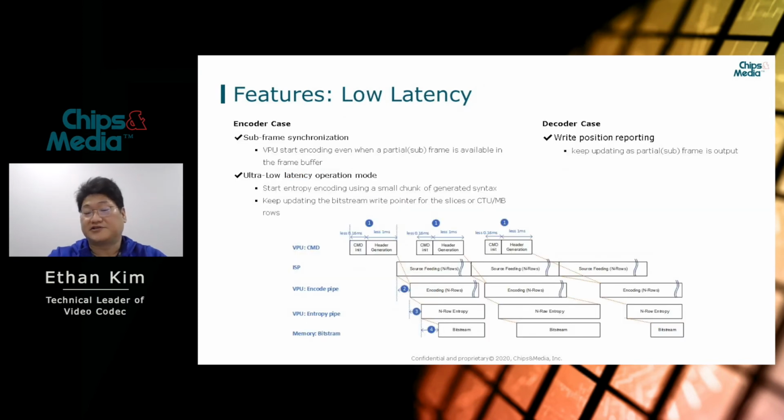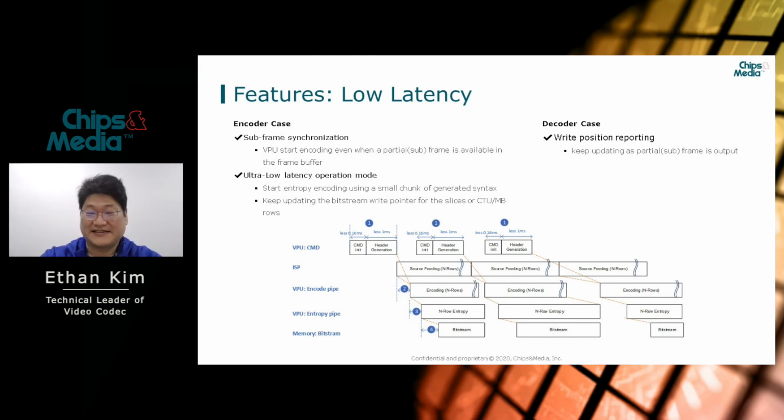In some applications, video processing latency is important. To lower the latency, our video codec IP also supports low latency features. The encoder has subframe synchronization and ultra-low latency mode to reduce latency. In the case of subframe synchronization, the VPU can start encoding if one CTU row or more is available in the source frame. It uses a dedicated interface to communicate with the ISP or image feeders.